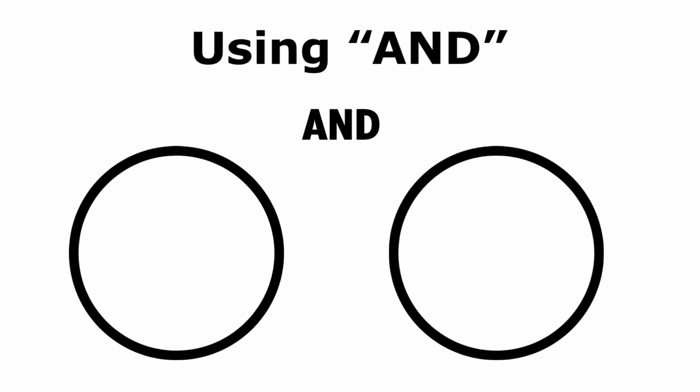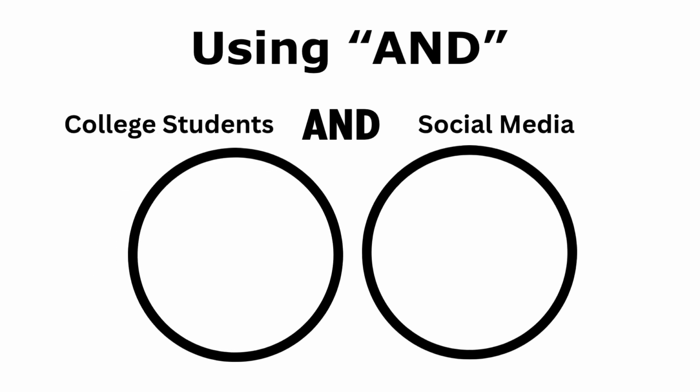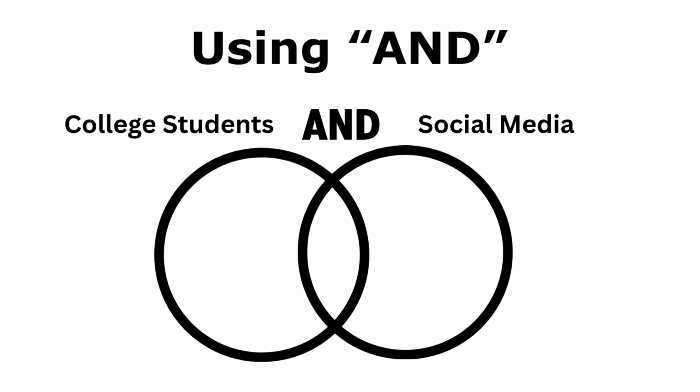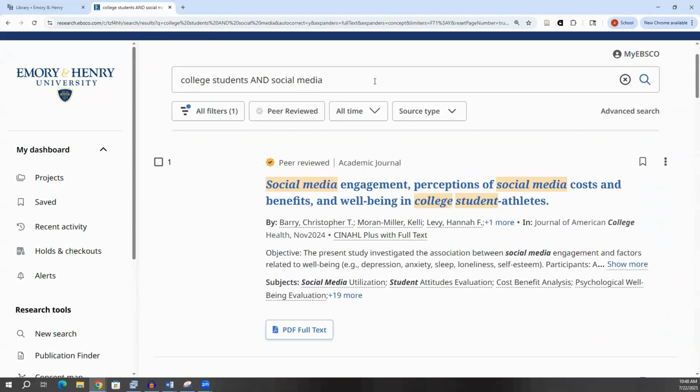First up is AND. Using AND allows us to combine more than one search term or concept when we are searching. By doing this, we narrow our search results to sources that discuss both of the topics we are searching for, removing sources that only discuss one or the other. In this case, our search should retrieve sources discussing both college students and social media.